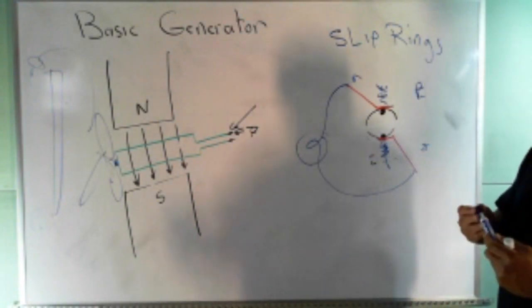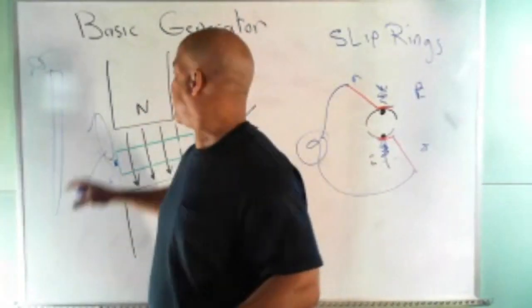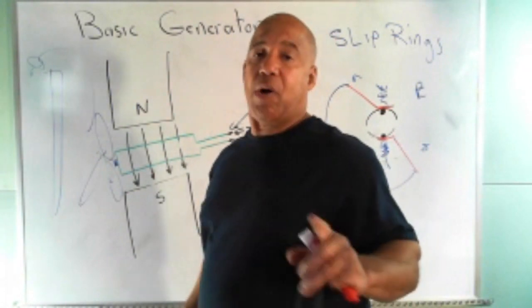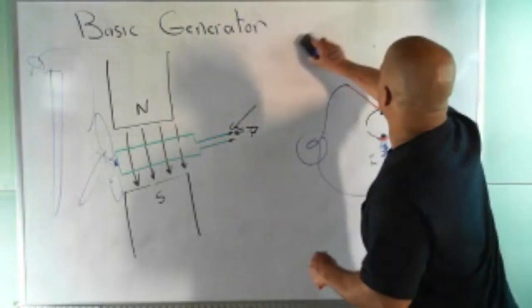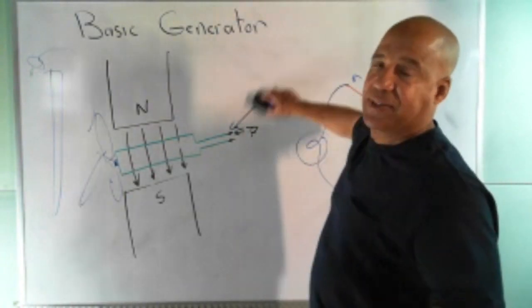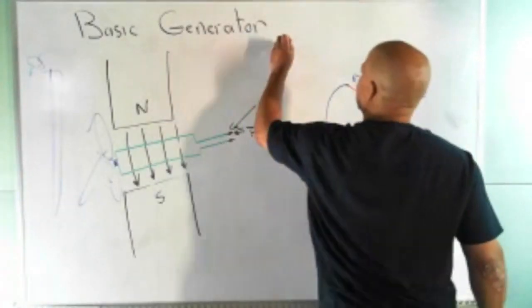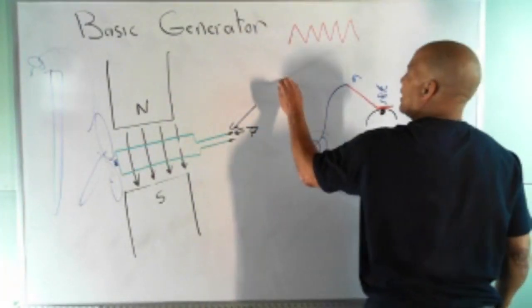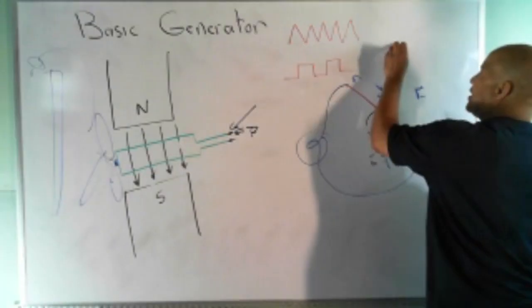Now, I'm running low on gas, but I don't want to stop here because I'm almost done with this generator thing. I want to explain one more thing if you're following this. Remember earlier I said there are actually three kinds of AC. I can have AC that looks like this, I can have AC that looks like this, or I can have AC that looks like this.